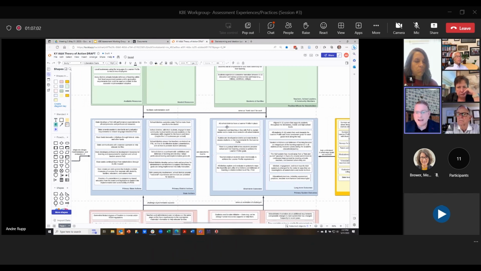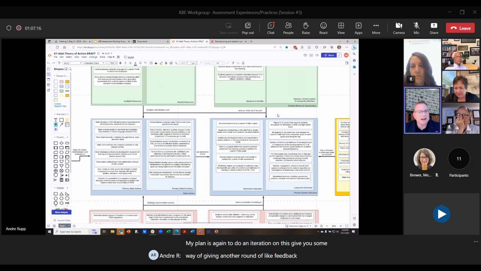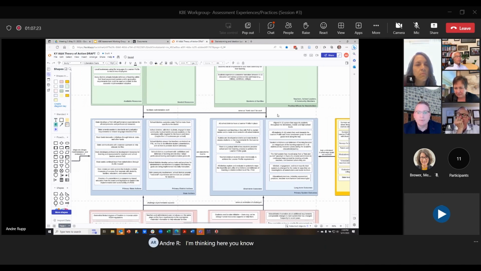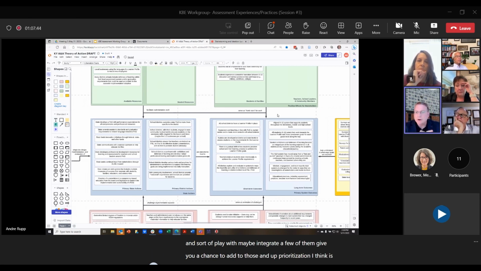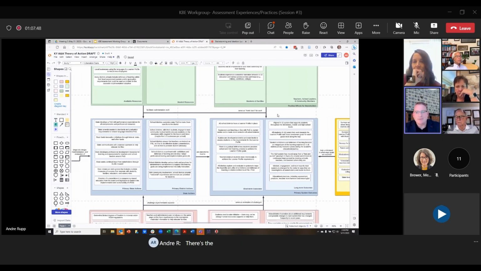So quickly, I want to ask you whether you're okay with the following plan. My plan is, again, to do an iteration on this, and give you a way of giving another round of feedback after you've slept on this, and maybe played with some ideas and some language. I'm thinking 15 minutes to half an hour, if you have it, that'd be great. And then I also want to specifically extract the value statements, the one that you like, Lou, on the left, and play with them, maybe integrate a few of them, and give you a chance to add to those. And prioritization, I think, is good. I'm not sure how I'm going to do that yet. There's the rating, there's ordering them from 1 to 5. Let me think about that, and if you have any ideas, let me know.